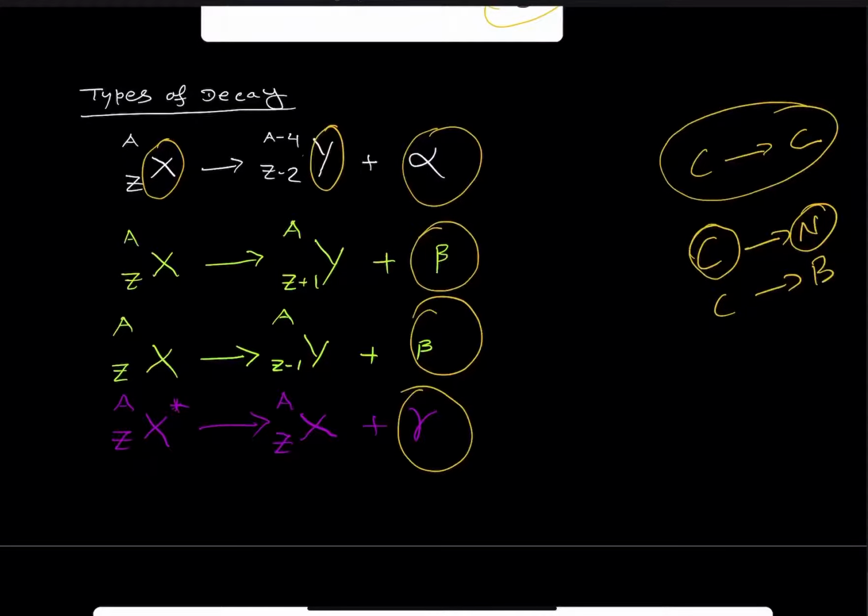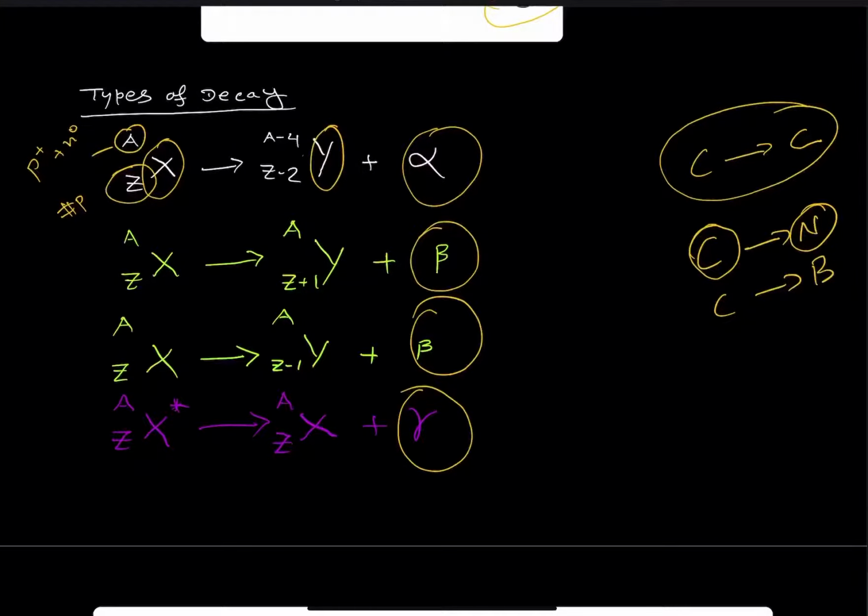So look at this first case, alpha decay. You have X going to Y. That means the element got changed, the identity got changed. Here Z is the atomic number, and the atomic number is the number of protons. And A is called the mass number, and it is the combination of protons and neutrons. We already talked about this.